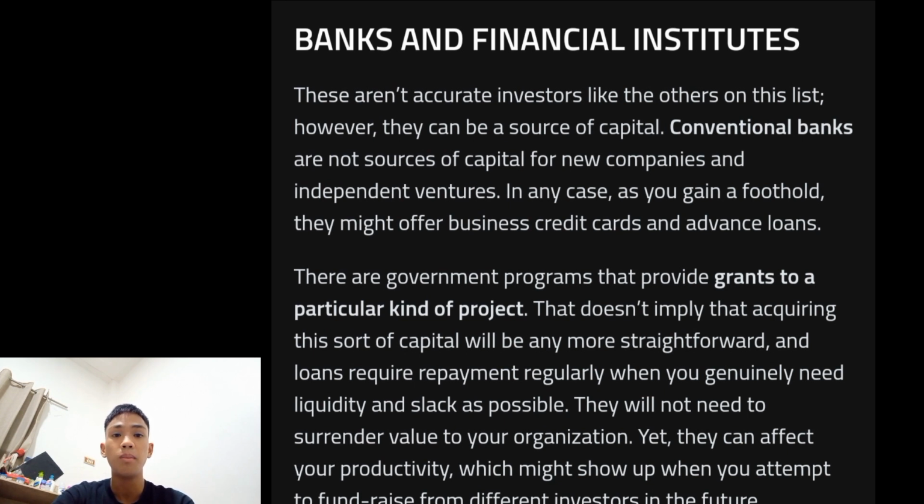There are government programs that provide grants to a particular kind of project. That doesn't imply that acquiring this sort of capital will be any more straightforward, and loans require payment regularly when you genuinely need as much liquidity and slack as possible. They will not need to surrender equity in your organization, yet they can affect your productivity, which might show up when you attempt to fundraise from different investors in the future.